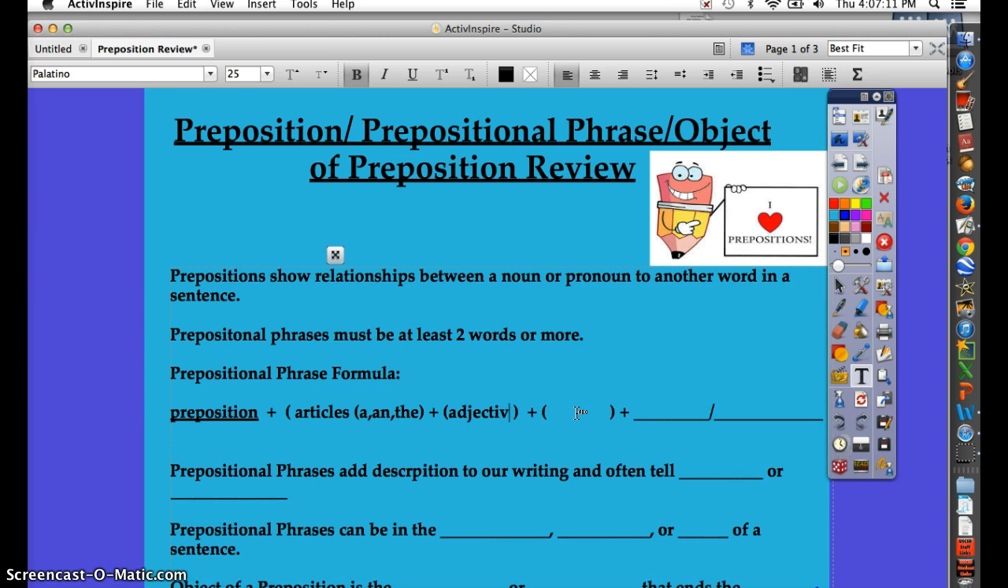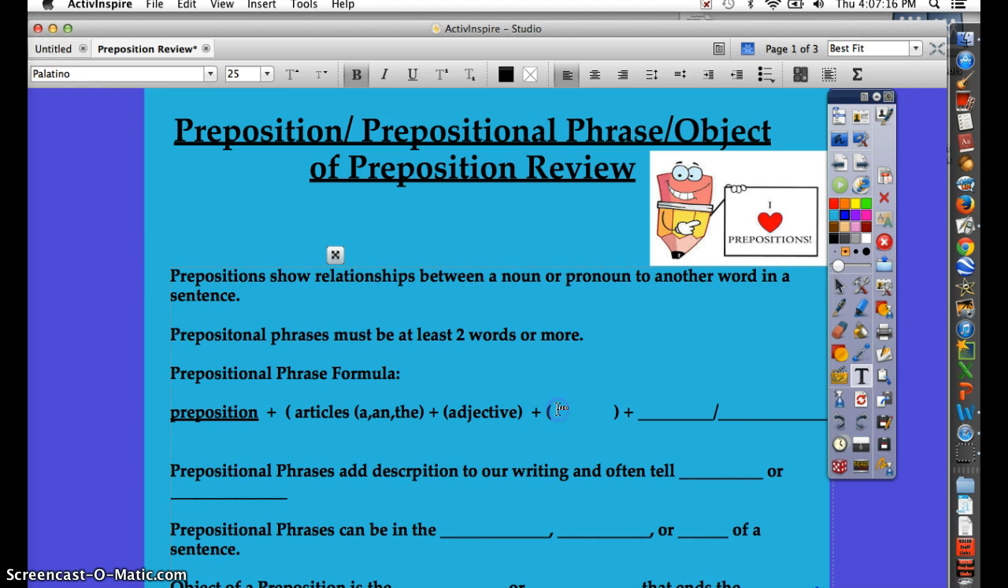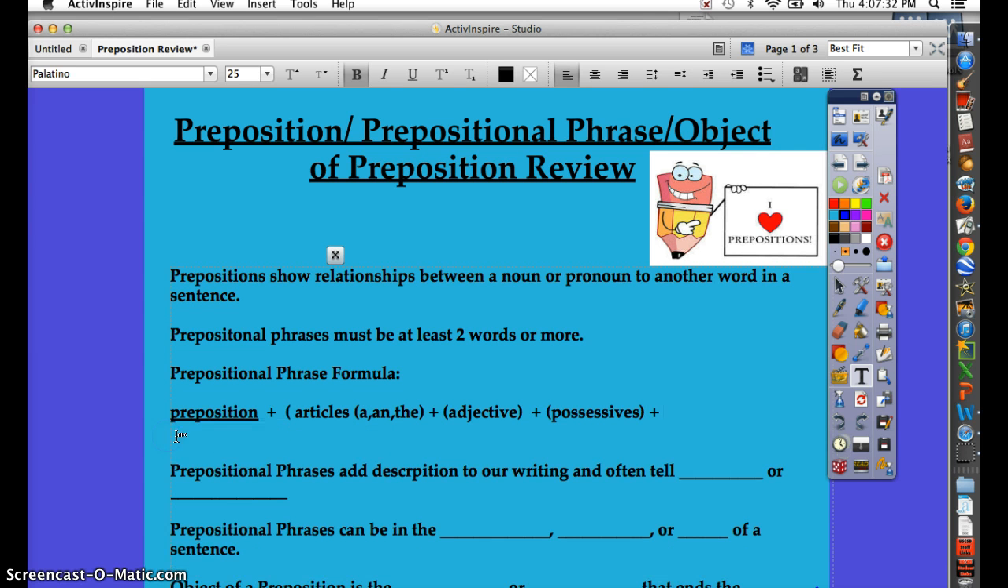followed by another set of parentheses for the formula, which would be possessives, possessive nouns or possessive pronouns. And then every prepositional phrase must end with the noun or pronoun to close out the phrase. So that's what we'll add at the end of our formula. We need to have that noun or pronoun for sure to have a prepositional phrase. So the formula, again, we have to have the preposition for sure, as well as the noun or the pronoun at the end of it.